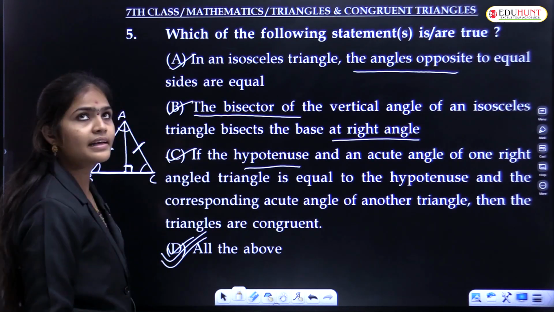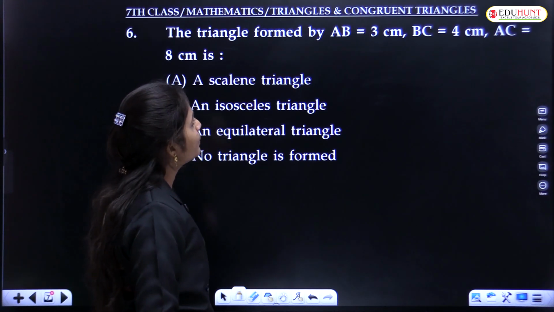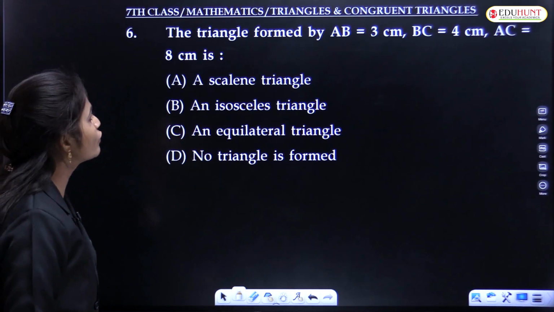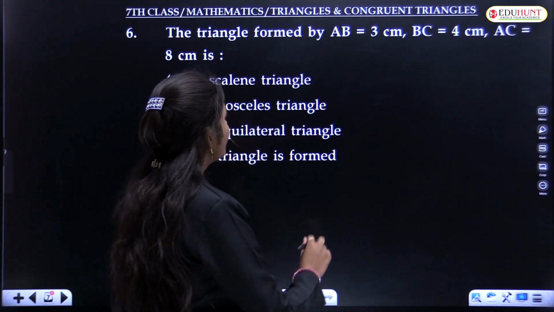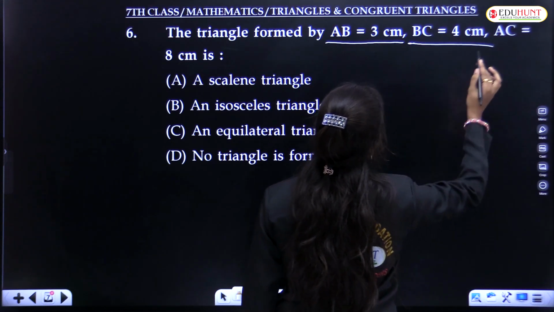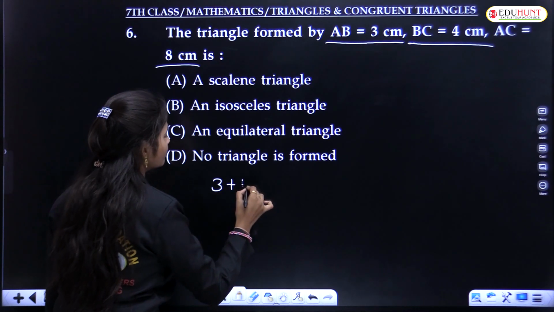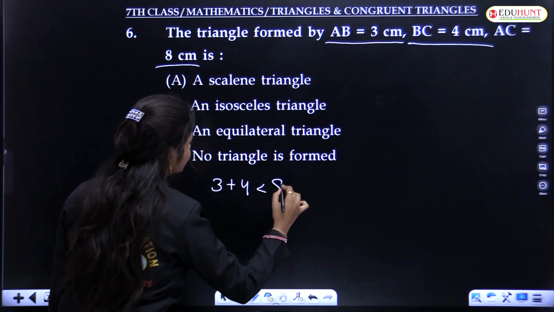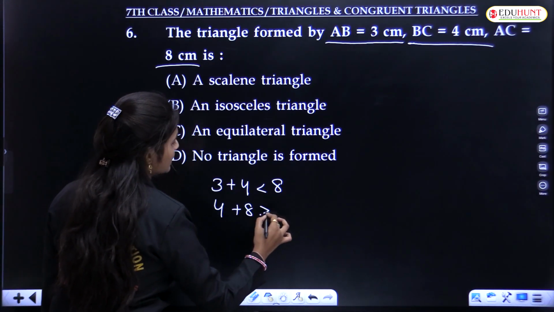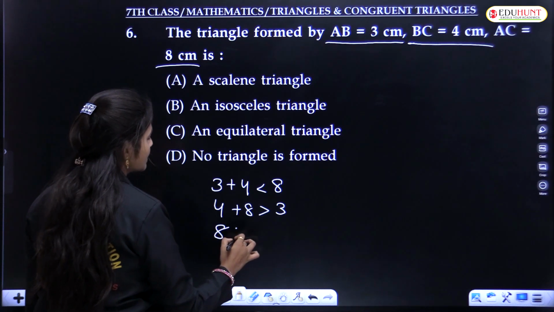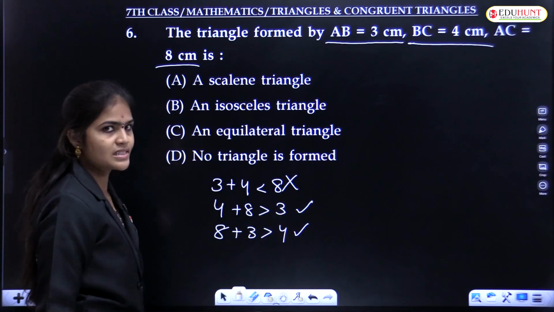Okay, so let us see the next question. The triangle is formed by AB equals 3 centimeters, BC equals 4 centimeters, AC equals 8 centimeters. So again here we have to check the conditions. First take 3 plus 4, which is less than the third side 8. Okay, not satisfying. Next take 4 plus 8, which is greater than 3, as well as 8 plus 3, which is greater than 4. So in these two conditions it is satisfying, but this one is not satisfying.